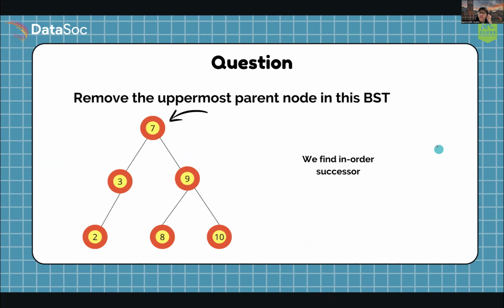So, okay, now let's move on to a more complex question. What if we want to remove the uppermost parent node in this binary search tree? So can you tell me what element from these will be replacing number 7? I'll give you a few seconds. Being on the right node, 9 becomes the root. Close, close, not quite. Yeah, 8 becomes the root, that's right.